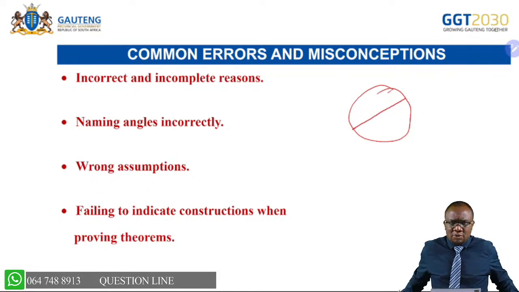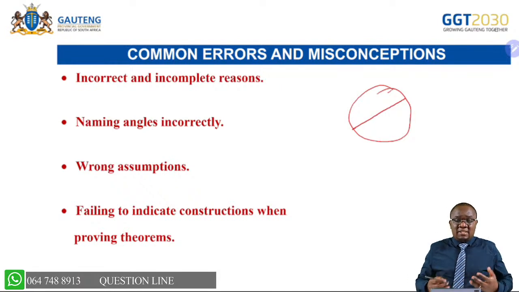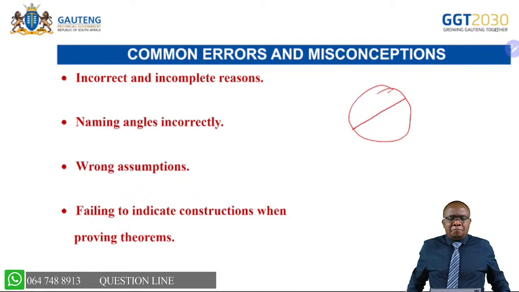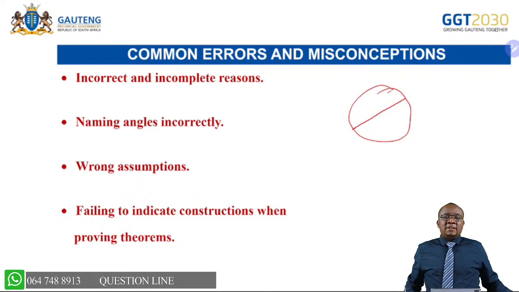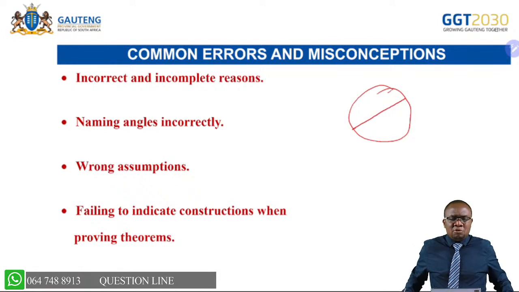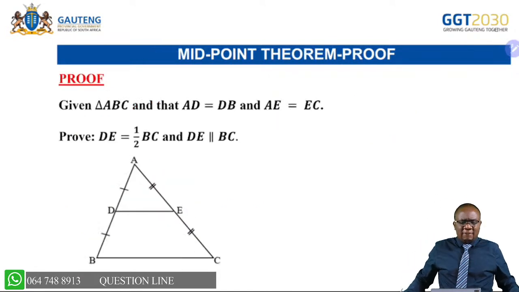Failing to indicate constructions when proving theorems. There's proof of theorems. We did the proof of the midpoint theorem. Soon after this, we're going to revise that. Every proof is a construction. It is very, very crucial that you do your construction. If you don't do your construction, you won't get your marks. The construction is like the key to get your marks when you're doing the proof. You do your construction, then you can do your proof. The first thing you do is construction. Please remember that. Even when you're going to grade 11 now, you're going to be doing more proofs. It's construction first. Now let's revise.